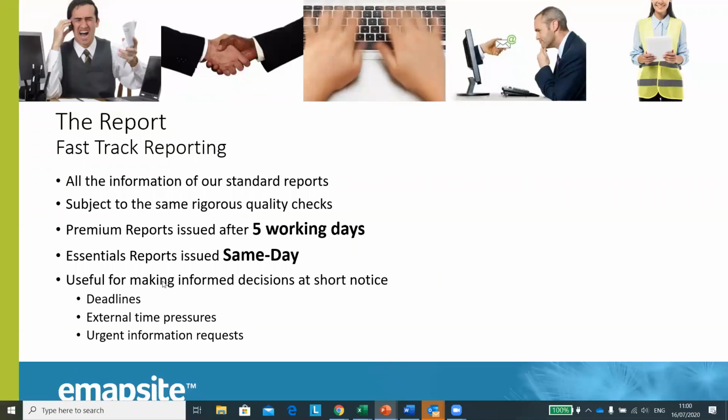And then in addition to these 2 report types, we also offer a fast track service. This includes all the information of our standard reports, but with a quicker turnaround. Premium reports can be provided in 5 working days, whereas an Essentials report can be provided on the day of order. Providing you get to us by midday, we will get what we can back to you that same day, making it very useful where informed decisions are required at short notice. All these reports are subject to the same rigorous quality checks as our standard reports, to ensure complete peace of mind. There's nothing skimped, same quality levels, just quicker.